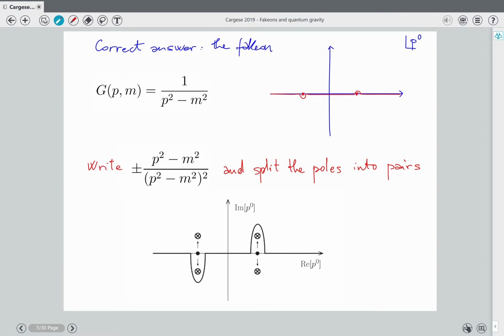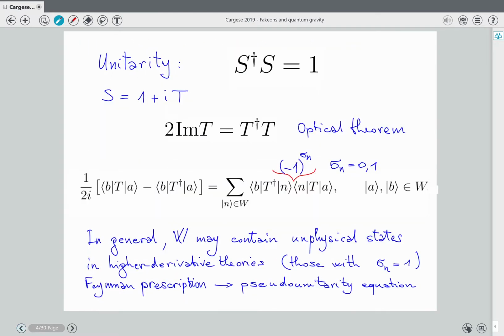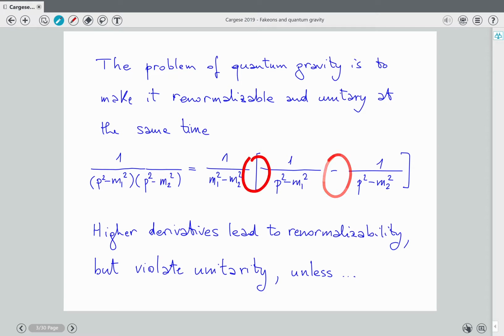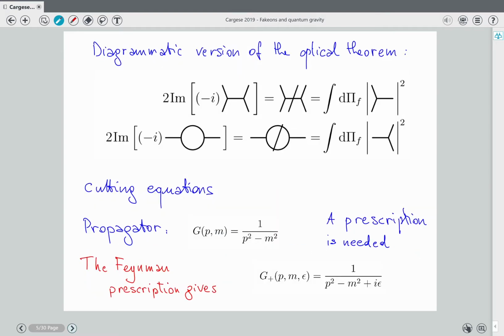And the answer is what I call a fakeon, namely a fake particle. So basically you do the following thing. You take your propagator and you search for a different prescription, multiply and divide by p squared minus m squared, and you will get this. And I will put also a plus or minus sign in front to show you that whatever I'm going to say from now on will be valid with both plus and minus. So it will be okay for both, and then it will help us define higher derivative theories. That's the crucial thing. The sign in front will not matter anymore.